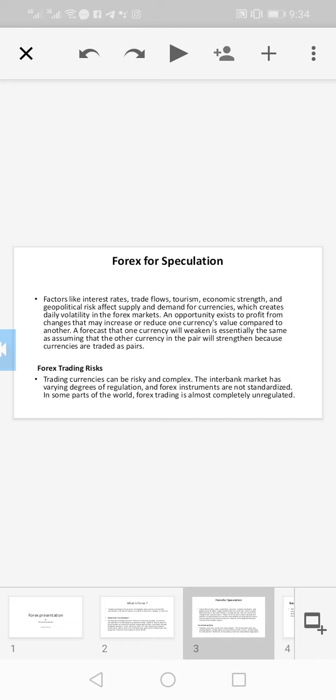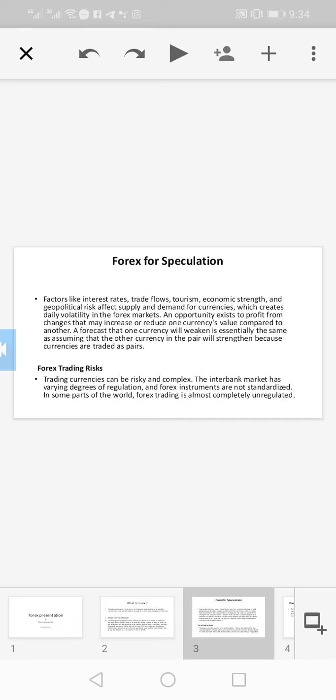However, trading forex is risky. There is a risk involved in forex trading. Trading currency can be risky and complex. The interbank market has varying degrees of regulation, and forex instruments are not standardized. In some parts of the world, forex trading is almost completely unregulated. And these are the things that you need to be on the lookout for.